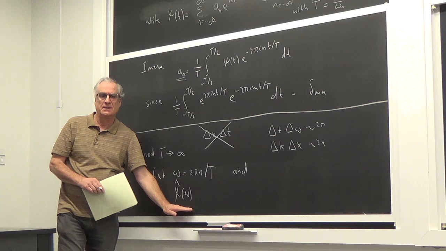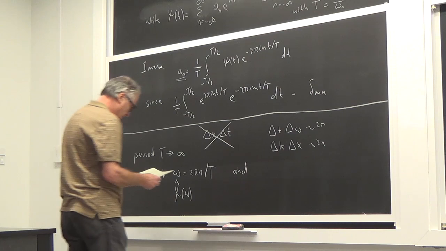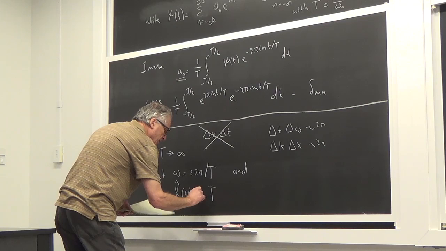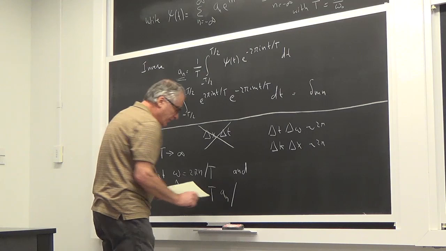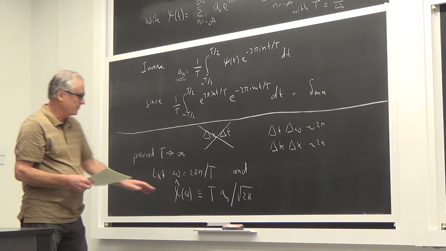Okay. That's kind of what these a sub n's did for me in the case where I had the discrete, the periodic behavior. Okay, so I'm going to define this to be T times a sub n, and for convention, I'm going to divide by the square root of 2 pi. I don't have to, but I like that convention. So this is effectively rewriting the a sub n's in these two expressions.